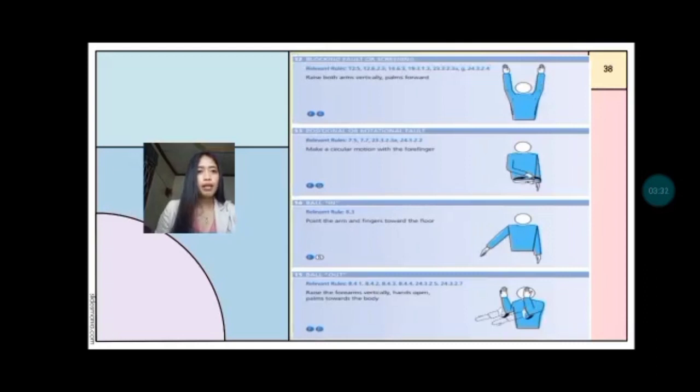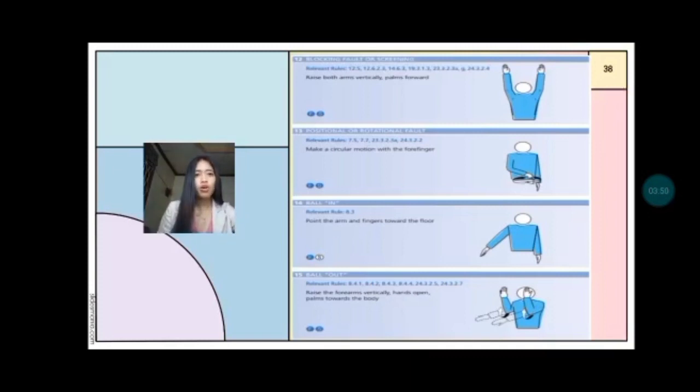Next one is the blocking fault or the screening. Libero and the back row player cannot perform a block individually or collectively, and the blocker touches the net. Raise both arms vertically and palms forward.